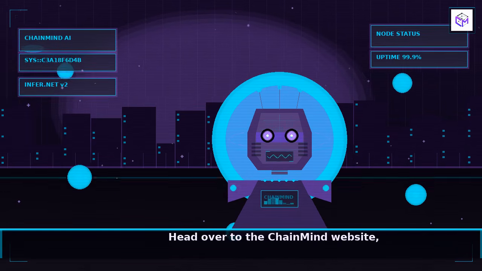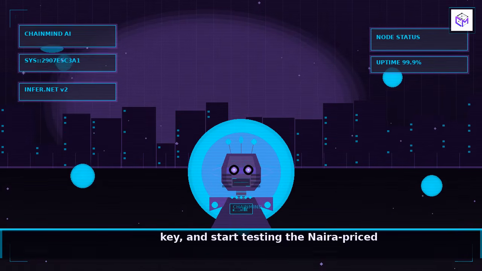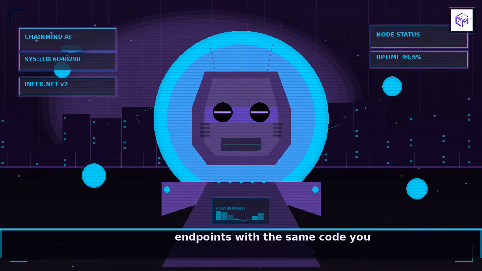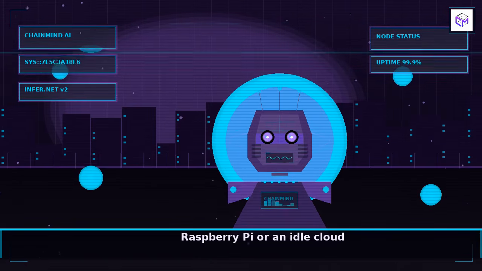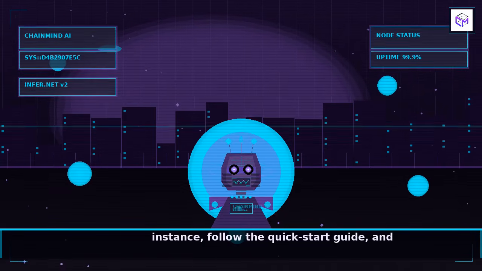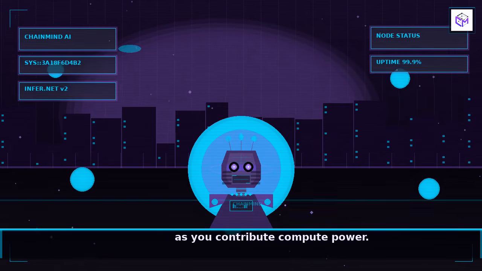The next step is simple. Head over to the ChainMind website, sign up for a free API key, and start testing the Naira-priced endpoints with the same code you used for OpenAI. Deploy a node on a spare Raspberry Pi or an idle cloud instance. Follow the quick start guide, and watch your IQ token balance grow as you contribute compute power.